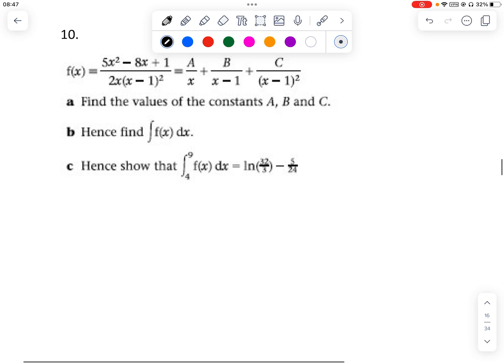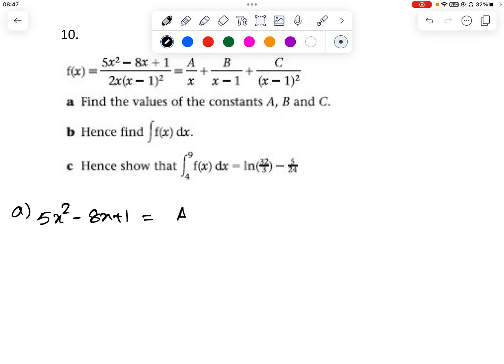Question number 10. Again, partial fractions, indefinite integral and definite integral. Partial fractions. So what am I going to do? 5x squared minus 8x plus 1 equals a times, 2a times, because 2 also should be there, 2a times x minus 1 whole squared plus b times, 2b times x minus 1 plus 2cx.